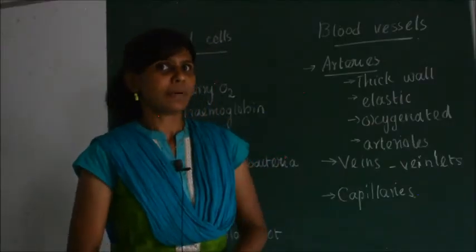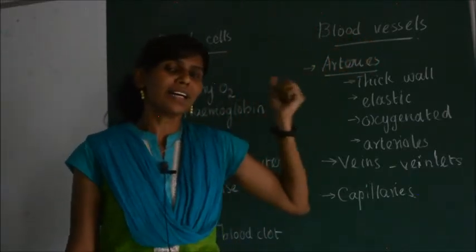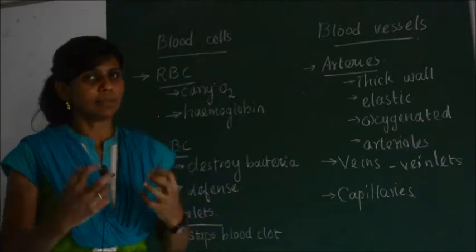Next we will revise blood cells and blood vessels. There are three types of blood cells in the blood.